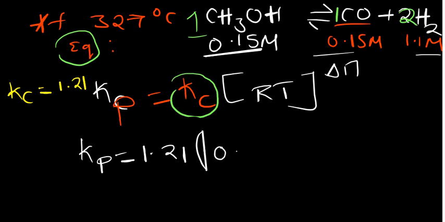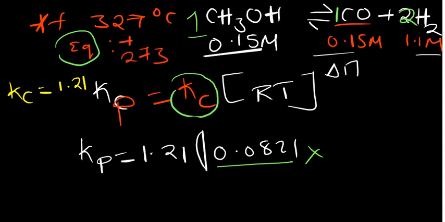Our temperature is supposed to be in Kelvin because the units for this value of R comes with Kelvin. So we've been given 327. How do we move from degrees Celsius to Kelvin? So you need to add what? 273, right? So we're going to have 600 kelvins.